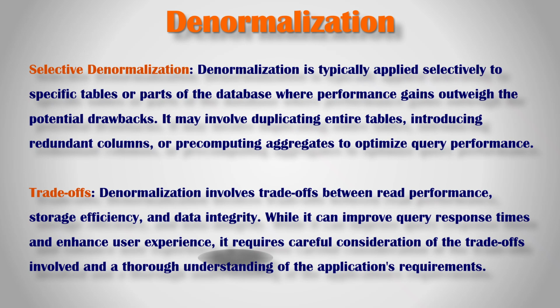Selective denormalization. Denormalization is typically applied selectively to specific tables or parts of the database, where performance gains outweigh the potential drawbacks. It may involve duplicating entire tables, introducing redundant columns, or pre-computing aggregates to optimize query performance.